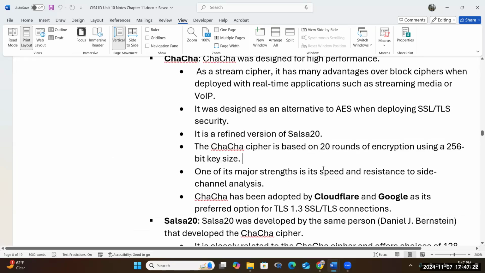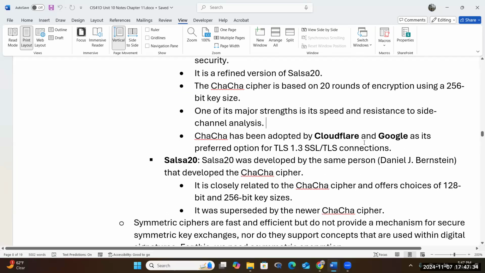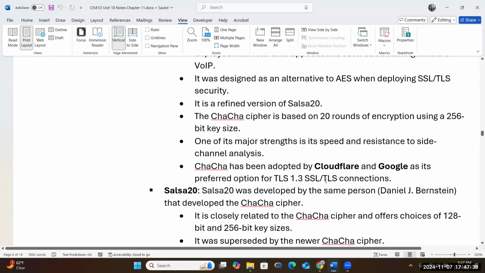Now, the strength is going to be the speed. That means it's fast and it's also not vulnerable to side channel analysis. Okay, so it does withstand. Now, Cloudflare adopted this. Google adopted it with TLS version 1.3.